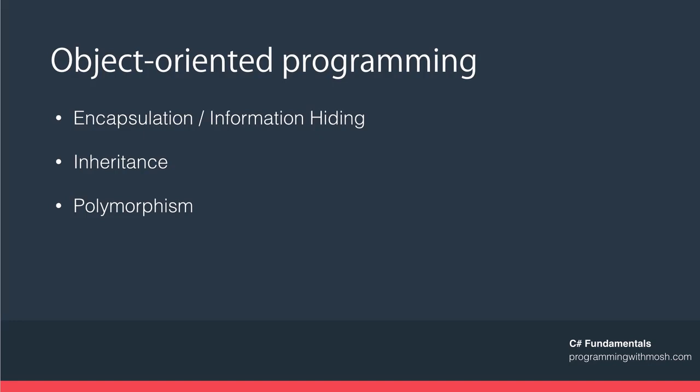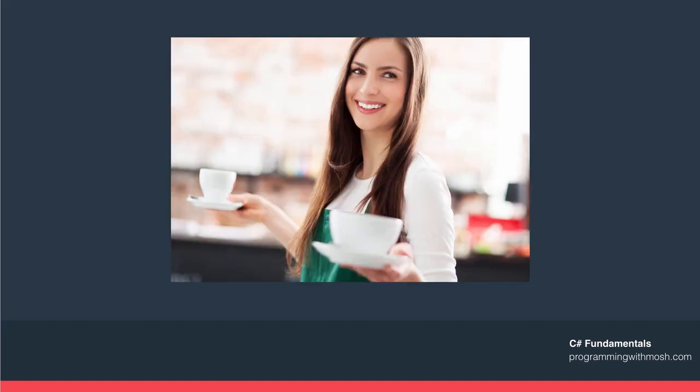In object-oriented programming, which is actually one of my absolute favorite topics, we have 3 major concepts: encapsulation, which is also referred to as information hiding, inheritance, and polymorphism. In this lecture, we're going to learn about encapsulation. And throughout this course, we'll see more examples of achieving encapsulation. We're going to leave inheritance and polymorphism to a later section in this course. Let's start with encapsulation. I want to use an analogy.